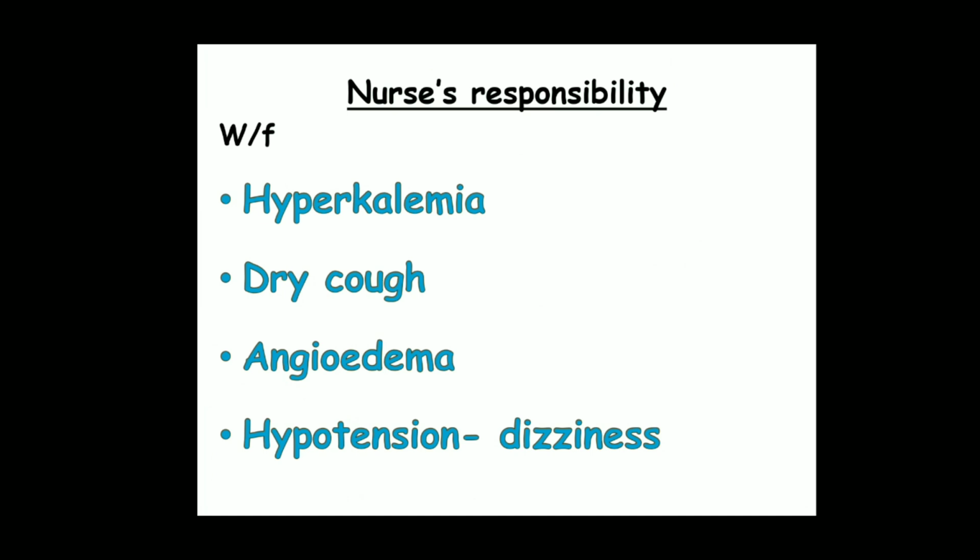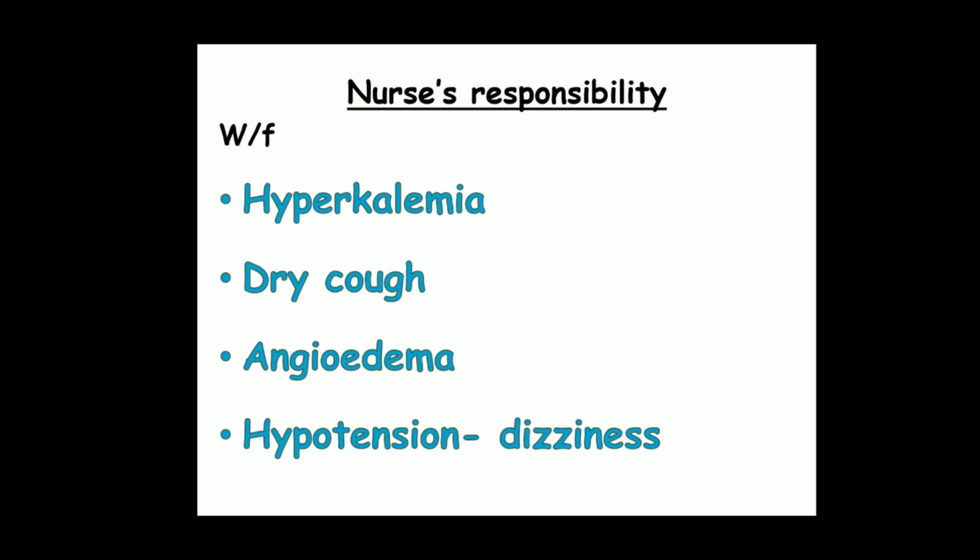So that's another reason for hyperkalemia to happen here. Dry cough is not due to the ACE inhibitor itself, but because of the ACE inhibitor, too much bradykinin will be active. That can be the reason for dry cough and angioedema. Angioedema is also related to a lot of bradykinin leading to vasodilatation of the blood vessels, and it's a life-threatening complication.